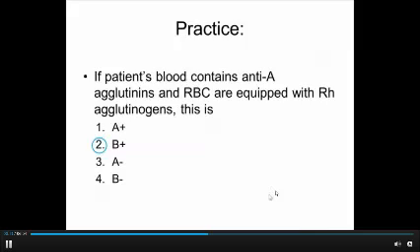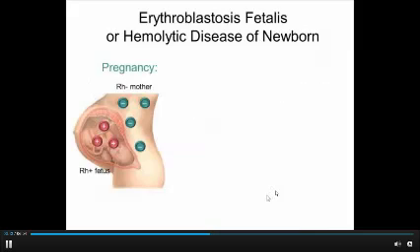Very good. Another importance of Rh factor is associated not just with blood transfusions, but also with pregnancies for the Rh negative mothers. When an Rh negative mother carries an Rh positive child, there should be no reactions with this first pregnancy because the blood of the baby and the blood of mama never mix.